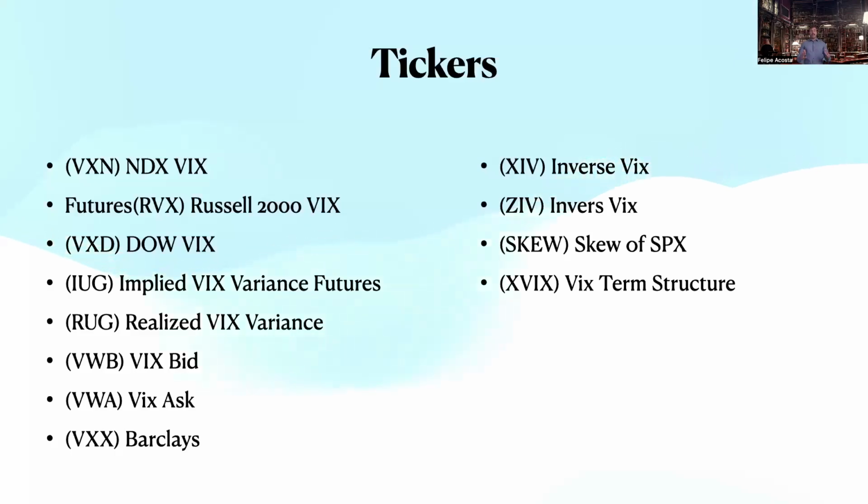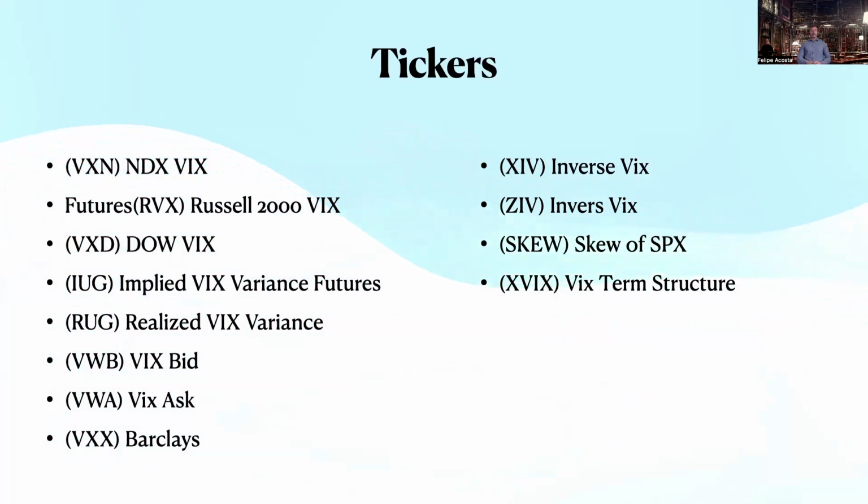And here we have some tickers in case you're interested in observing and learning a little more about volatility. We have VXN, which I showed initially, RVX, which I showed initially, the Russell 2000, VIX, VXD, which is the volatility index for the Dow, IUG, implied volatility for VIX variance futures derivatives. Wouldn't play around with that. That's some dangerous stuff.